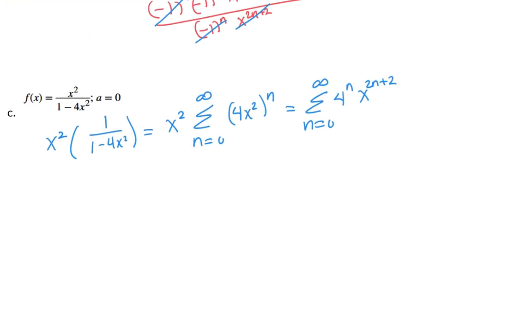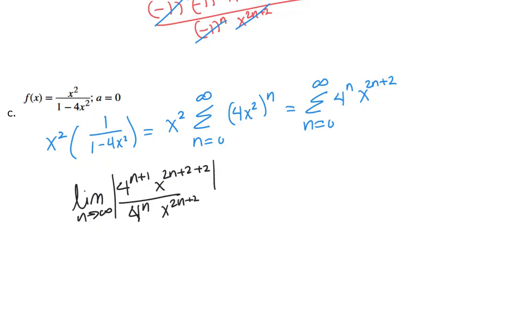So now I'm ready to do the limit. So the limit, as n goes to infinity, of 4 to the n plus 1, x to the 2n plus 2 plus 2, over 4 to the n, x to the 2n plus 2. And you can see this is going to become the limit as n goes to infinity. I'm going to be left with a 4. I'm going to be left with an x squared. That's about it. So the absolute value of 4x squared has to be less than 1.